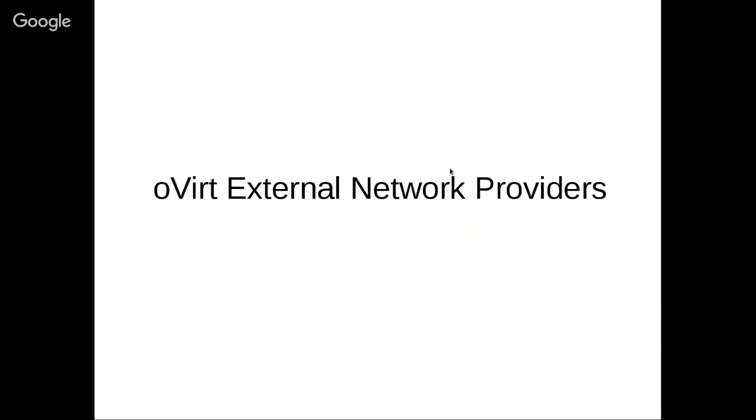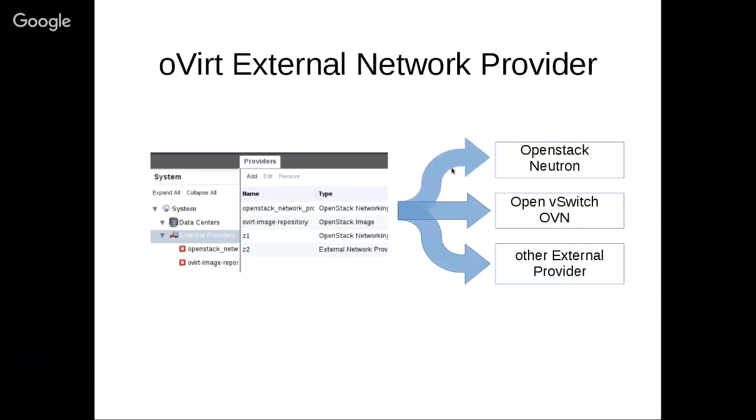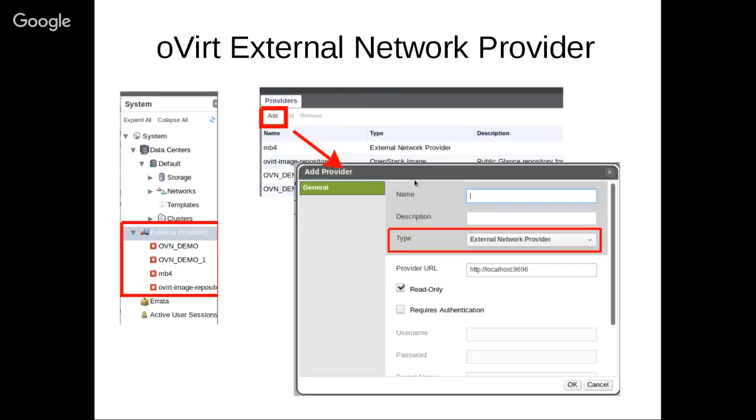Let's go over to the oVirt external network providers now. The external network provider's infrastructure allows to externalize the network implementation to an external party. The external party can be anything like OpenStack Neutron, Open vSwitch OVN, or any other networking provider. Multiple external network providers can be added to oVirt. To add an external network provider, a new provider of type external network provider must be chosen in the external providers menu, and its URL must be specified.